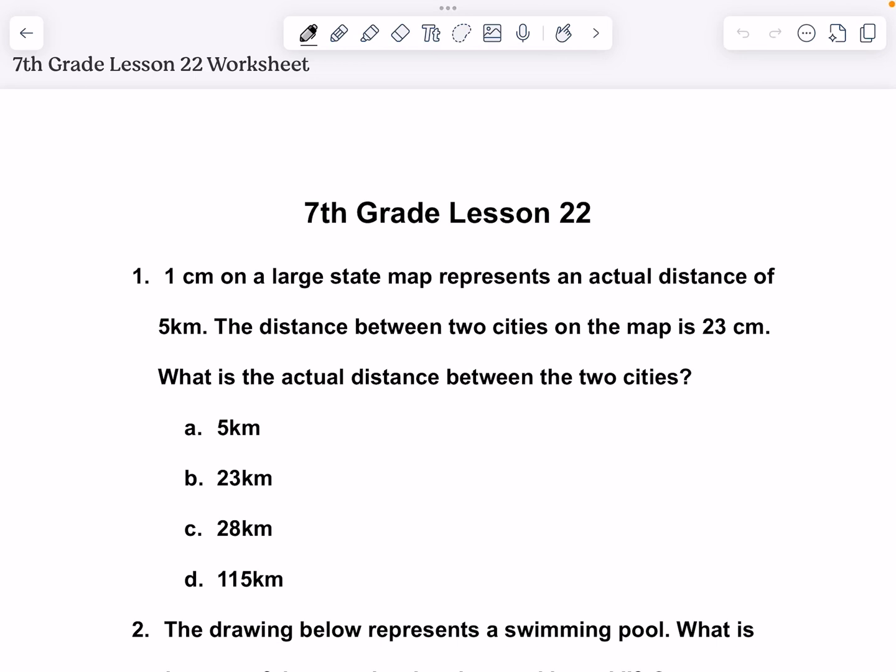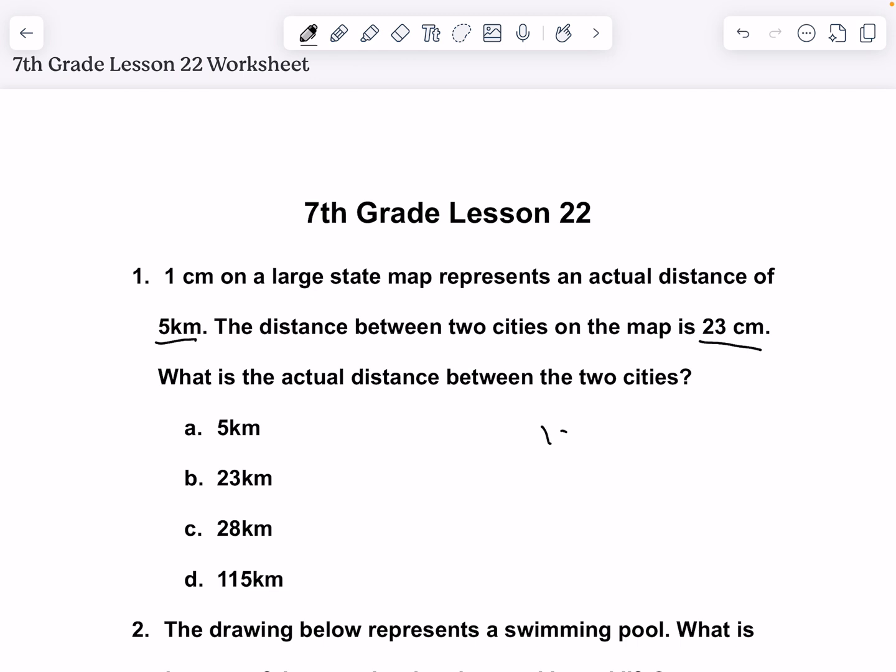Back to reading 7th grade math in 22. The first problem says that 1 centimeter on a large scale map represents an actual distance of 5 kilometers. So this is scaling. It says the distance between two cities on the map is 23 centimeters. What is the actual distance between the two cities?